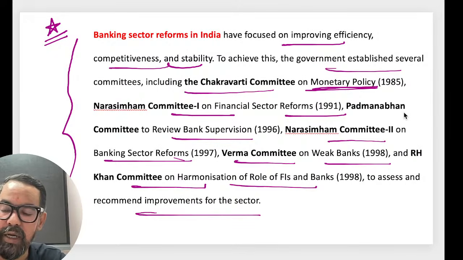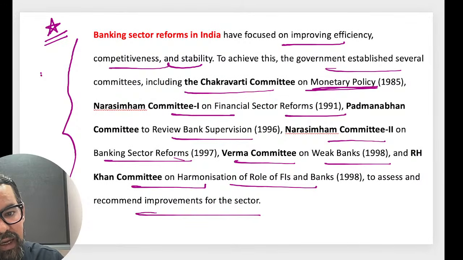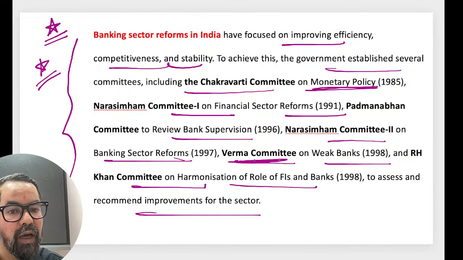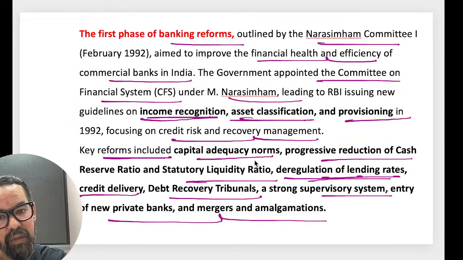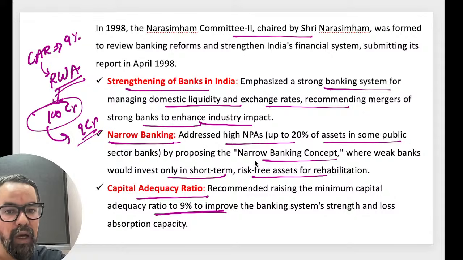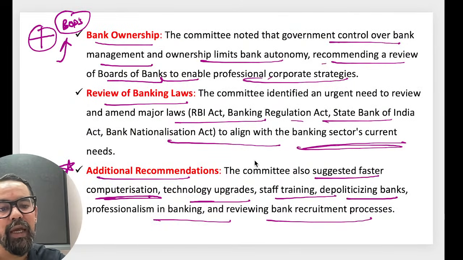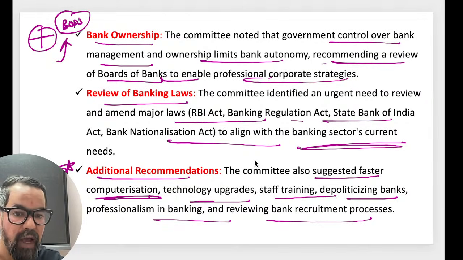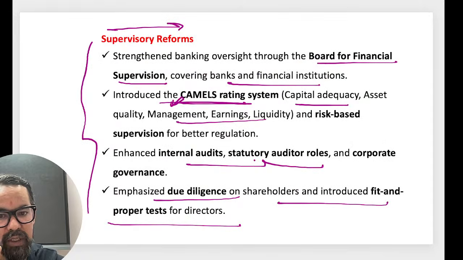Okay. As far as the financial sector is concerned, the banking sectors: Narasimham Committee 1 and 2, during that period 1991 and 1998, or 1992 and 1998. Apart from this there were so many committees. This list will give you half marks in your upcoming examination. Like in the last examination, a question was asked around the Verma Committee, around weak banks. Similarly, every time you will find some area to look at in the examination. The first phase of banking sector reforms was Narasimham Committee 1. Narasimham Committee 2 was the review of the previous report and recommendations, and other suggestions also, like strengthening the bank, narrow banking, capital adequacy, bank ownership review, additional ones like faster computerization, technology, staff training, depoliticizing the banks, professionalism in banks and other areas. So these were some recommendations and reforms.